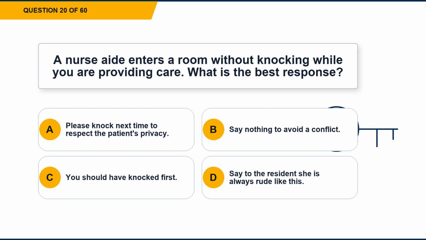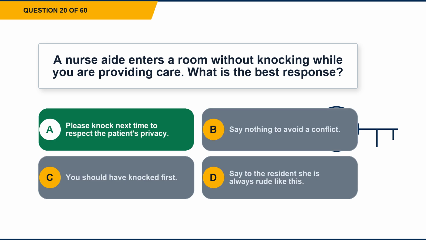Question 20. A nurse aide enters a room without knocking while you are providing care. What is the best response? Option A, please knock next time to respect the patient's privacy. Option B, say nothing to avoid a conflict. Option C, you should have knocked first. Option D, say to the resident she is always rude like this. The correct answer is option A, please knock next time to respect the patient's privacy.